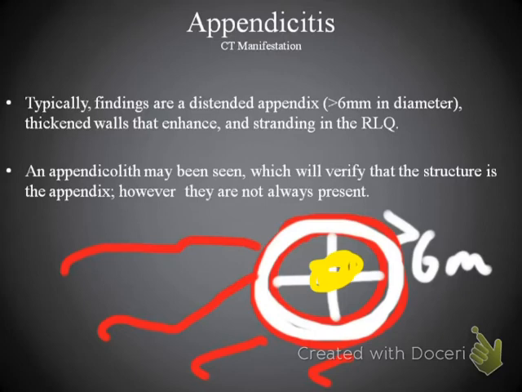Also, an appendicolith may be seen, which will verify that the structure is the appendix. However, they're not always visible. A lot of people get caught up in thinking they've got to look for an appendicolith, but many times there isn't one to denote that the structure is the appendix. Remember we said that a fecalith becomes trapped and causes inflammation in the appendix and eventually leads to appendicitis. Well, that's not always the case. As we saw, there are other things that can cause appendicitis. And so we can't always look for an appendicolith to denote the structure.